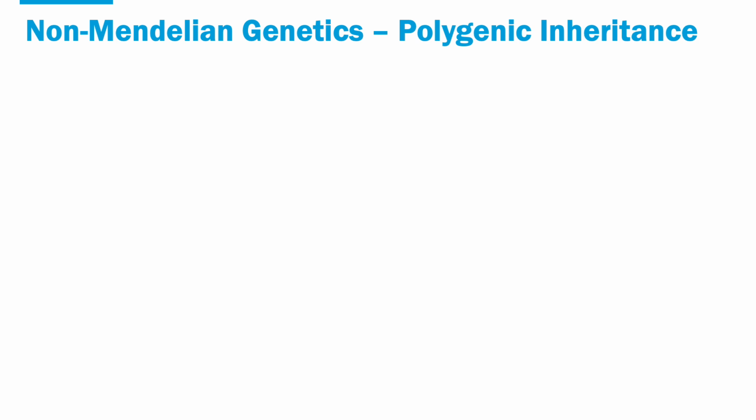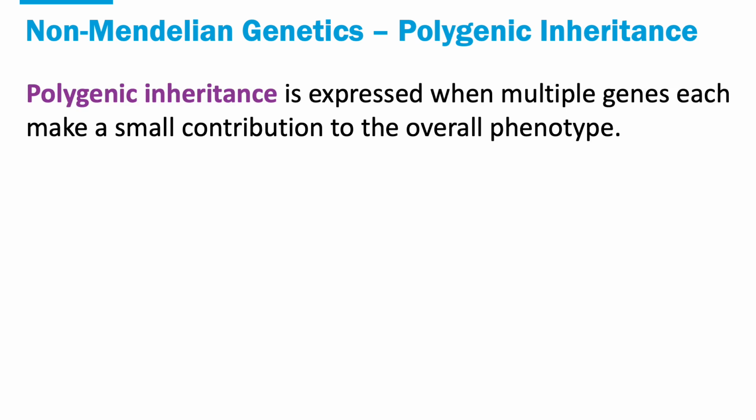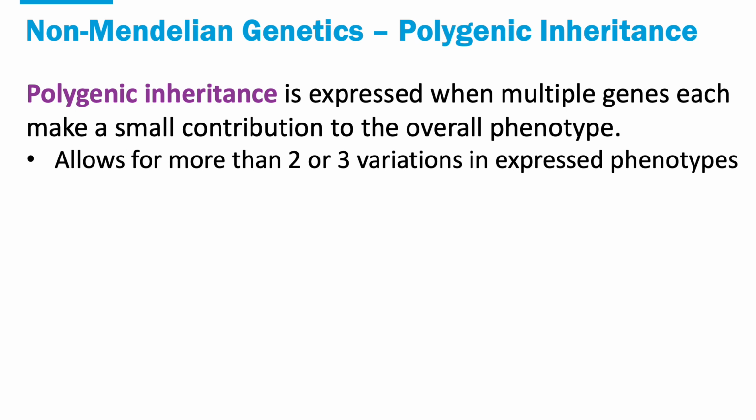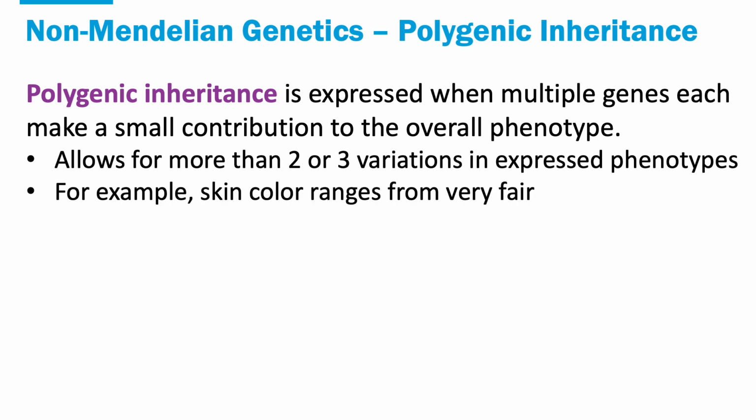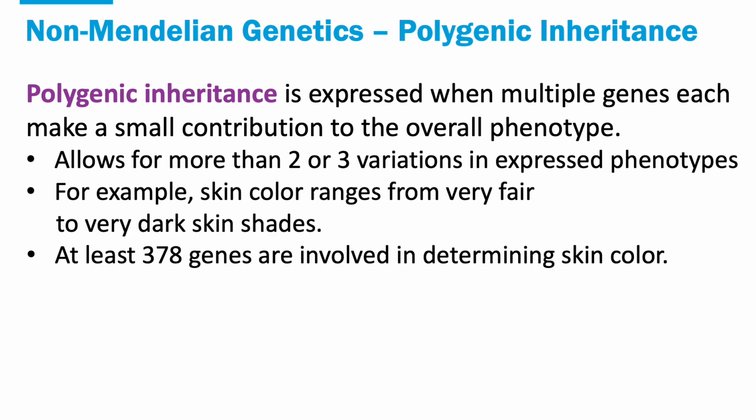A third type of inheritance is polygenic inheritance. Poly, remember, means more than one, means many, meaning multiple genes are responsible for contributing to the overall phenotype. It allows for more than 2 or 3 variations to be expressed in a phenotype. An example would be skin color. We know that skin color can range from a very light shade to a very dark shade. At least 378 genes are involved in determining skin color.